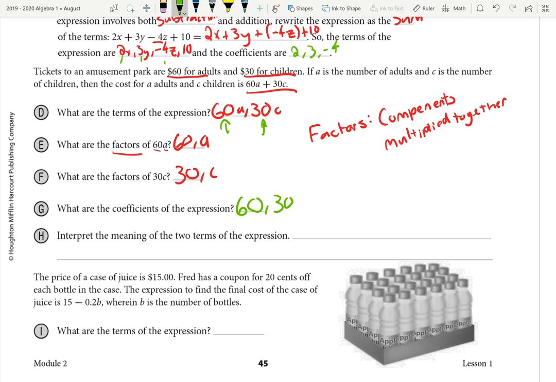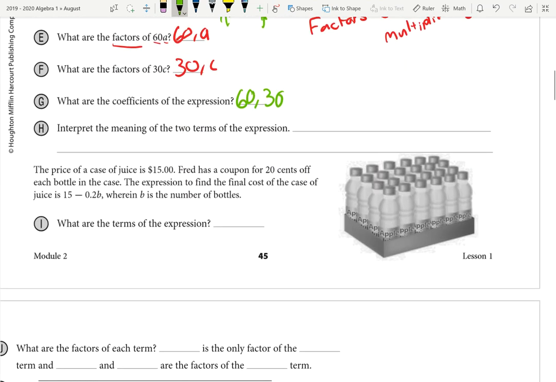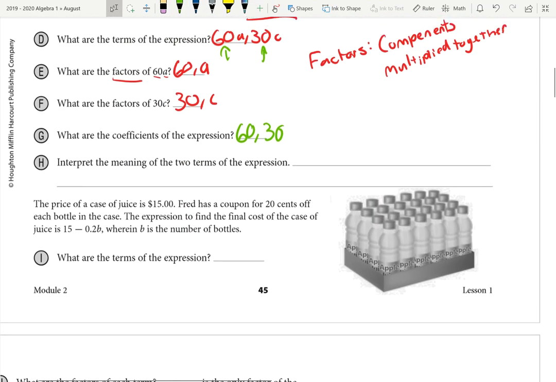Now remember, it's just the numbers that go with the variable. It's not the whole term itself. You're not going to write 60A and 30C because the A and the C are not the coefficients. The coefficients are just the numbers that go with that term. Okay, remember I wrote that earlier? I said it was just that 3. It's not the 3x, and we mentioned that with all these other ones, 8, 2, and 7. Right, not 8p, 2q, and 7r. It's just the numbers, okay?